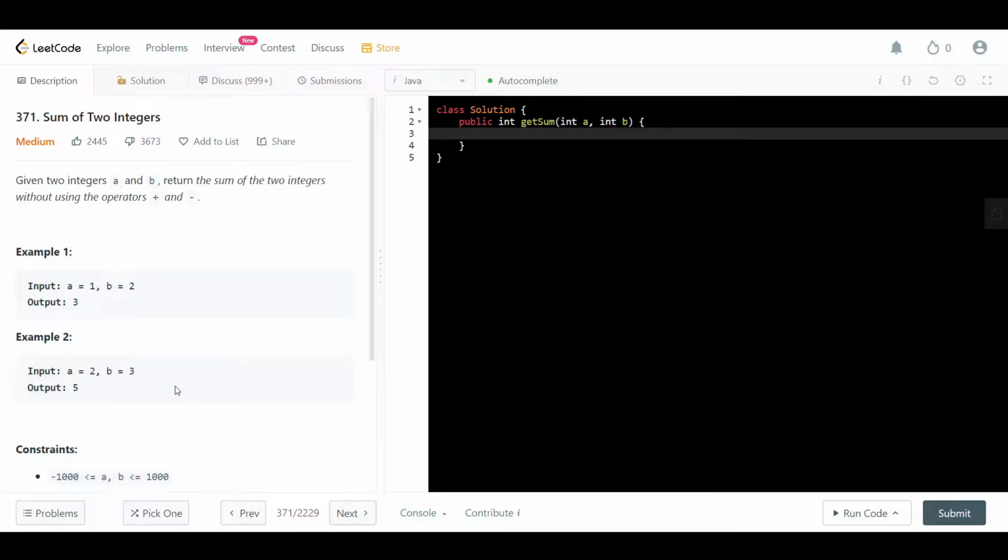Now we know how to add numbers, but the challenge is we want to do that without using the plus and the minus operators. So how can we do that? Well, let's go to the blackboard. We will explain exactly how we can do this. We will explain the approach and the intuition, and then come back to LeetCode to code the solution out. If that sounds interesting, let's get straight into it.